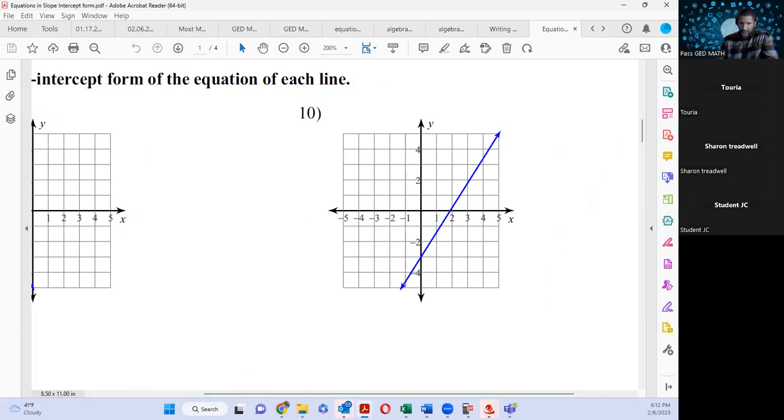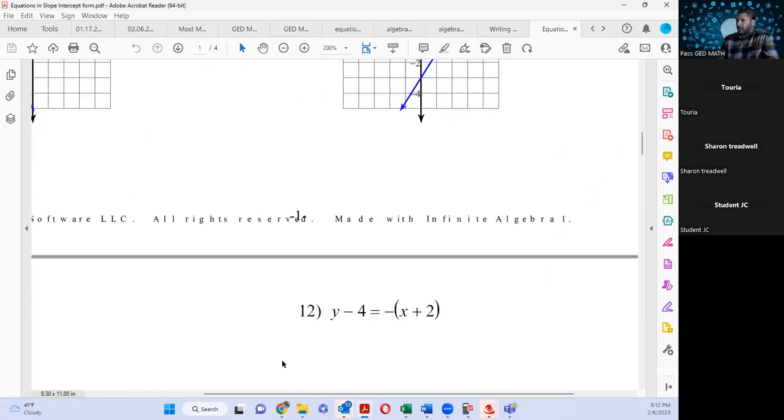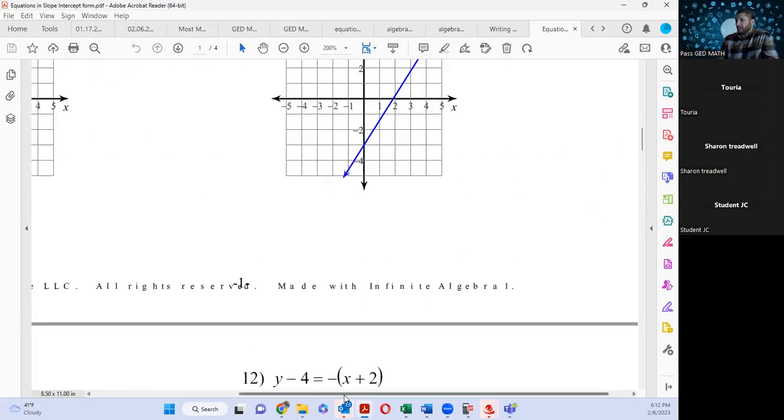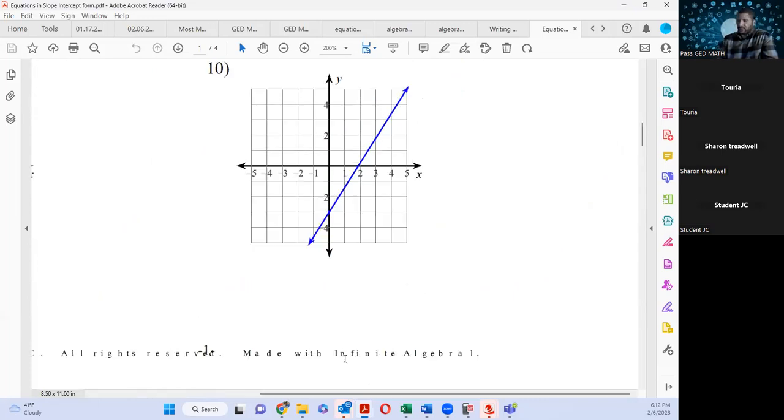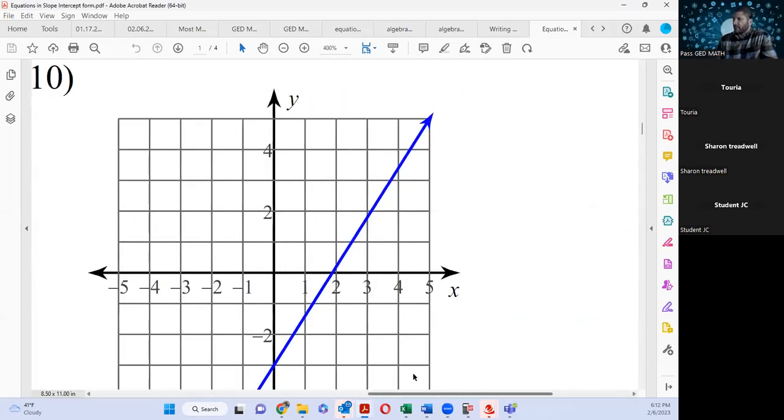Hold on, let me let the next person in. There we go. I want the negative one. They don't have any negative, but I'll do this one. Make it nice and big so everybody can see it.